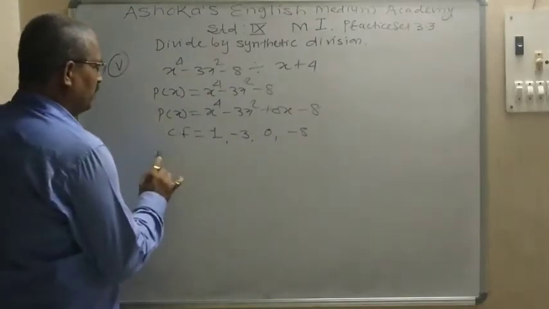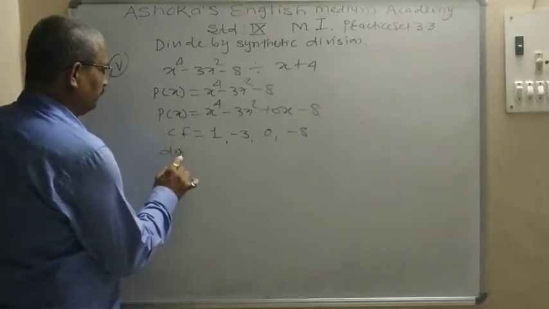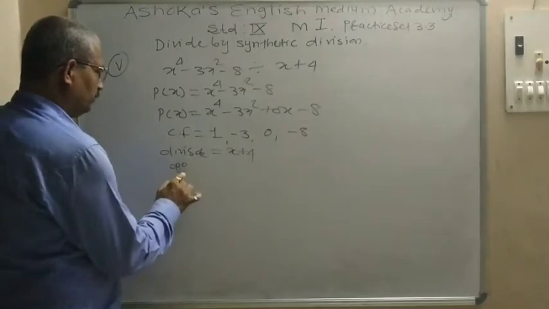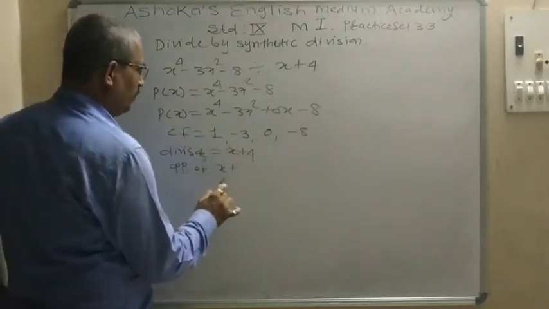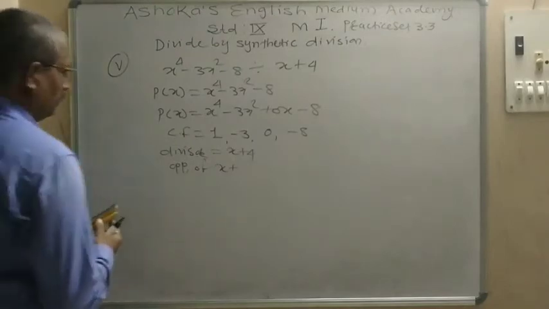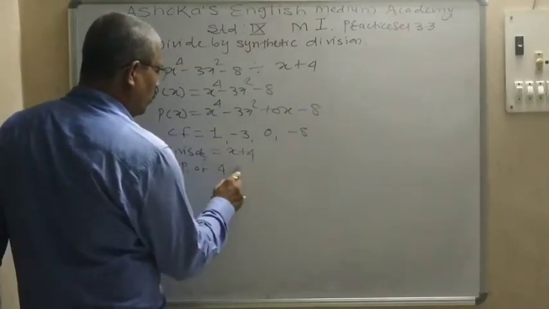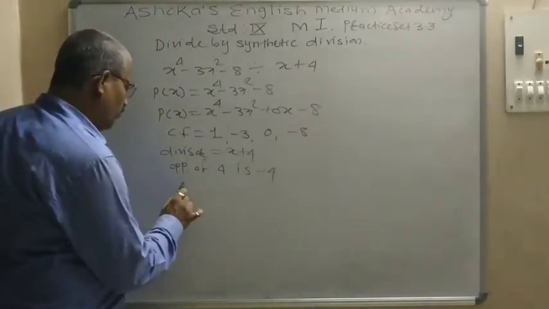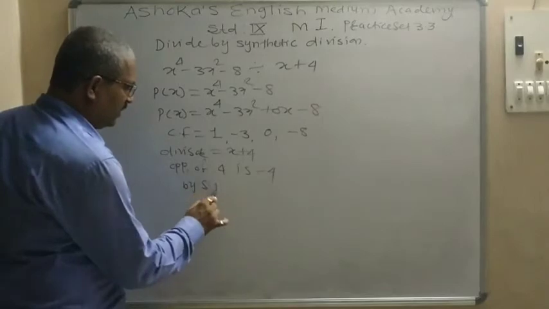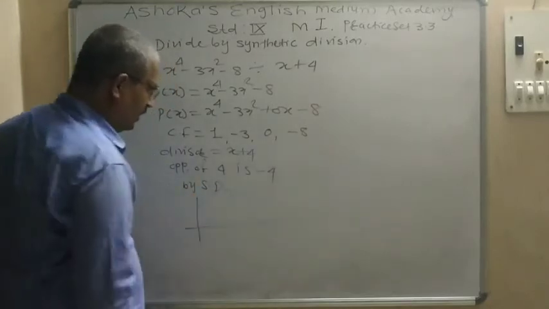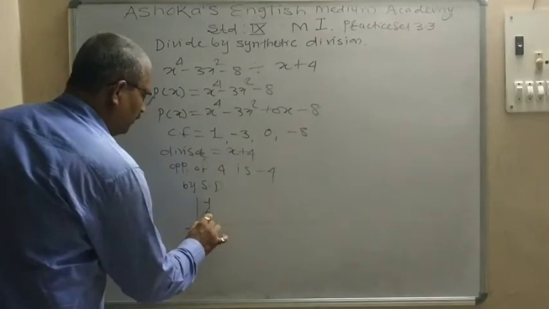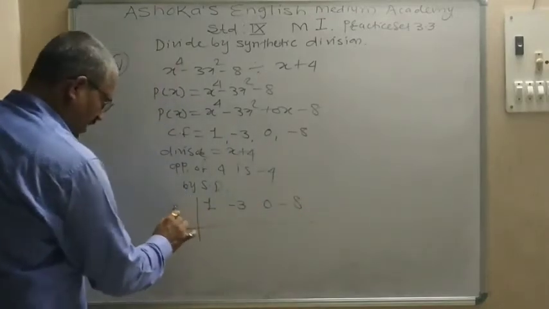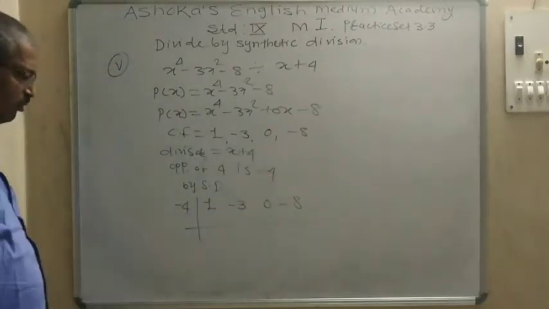Now index form, now divisor is equal to x plus 4. Opposite of 4 is minus 4. Therefore, by synthetic division, we will see now. First we have to take the coefficient form: 1, minus 3, 0, minus 8, and here the divisor is minus 4.